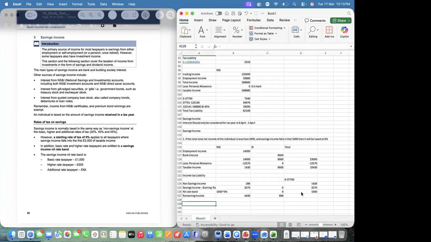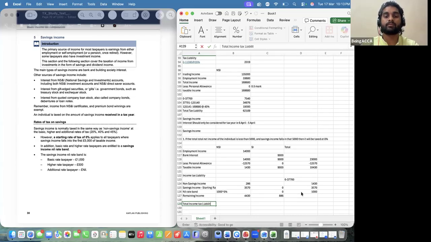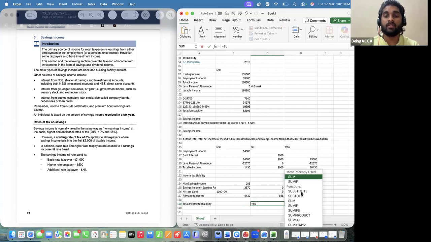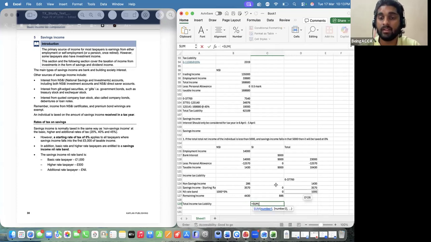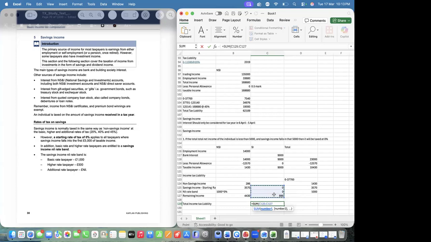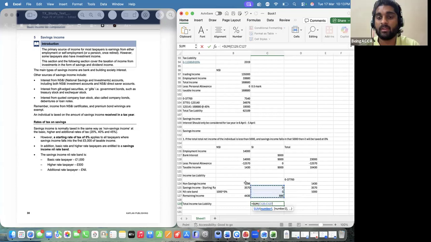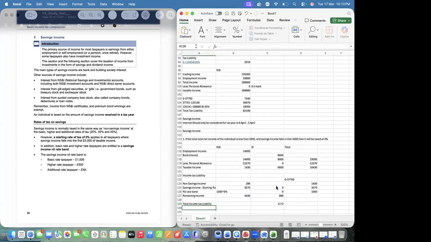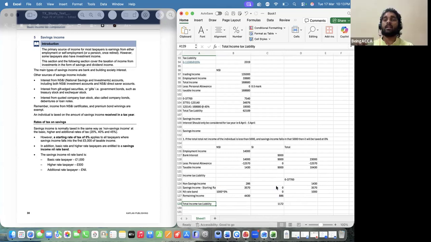Clear? Now the total income tax liability would be equal to the sum of these three, and this one as well, the non-savings income, right? Because this is also part of the total tax liability. So whenever you're calculating the tax liability, show the non-savings income calculation separately and the savings income calculation separately. But finally, when they ask you to give the total tax liability, sum up all of them. That is when you should write it.